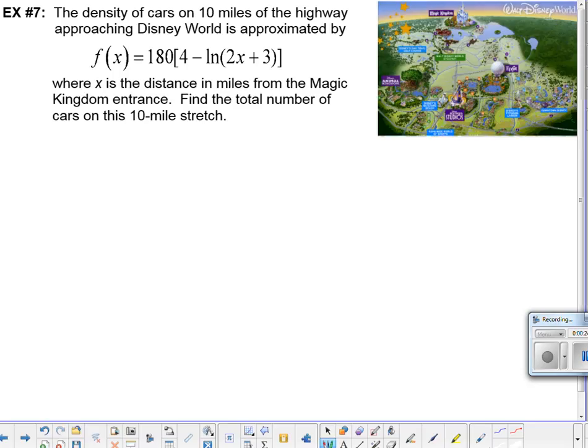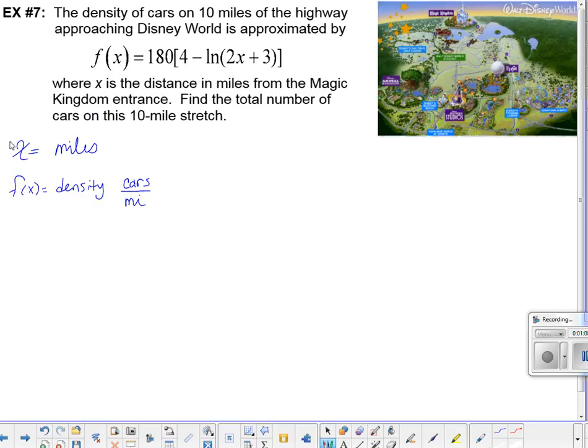It says the density of cars on 10 miles of the highway approaching Disney World is approximated by this function, where x is the distance in miles from the Magic Kingdom entrance. Find the total number of cars on this 10-mile stretch of highway. So I picked up in the reading that x was miles, the distance from the entrance of Magic Kingdom. I also read that the density is approximated, so f of x really is a density function, and it's density of cars, and they also mention miles. So I'm thinking my label would be something like cars per mile, the density of it, right?